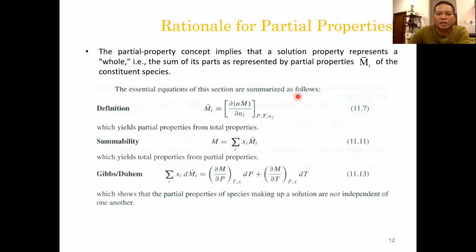Rationale for partial properties. The partial property concept implies that a solution property represents a whole, the sum of its parts, represented by the partial properties of the constituent species. By definition, we got this earlier, which yields the total properties as summations over all the constituent species. And this gives the summability equations.